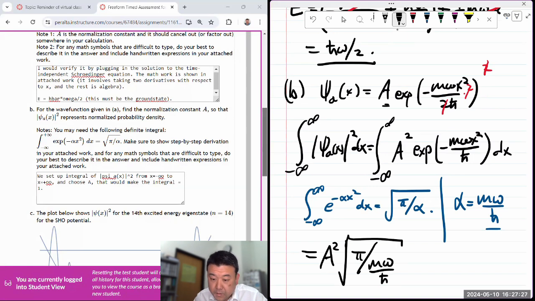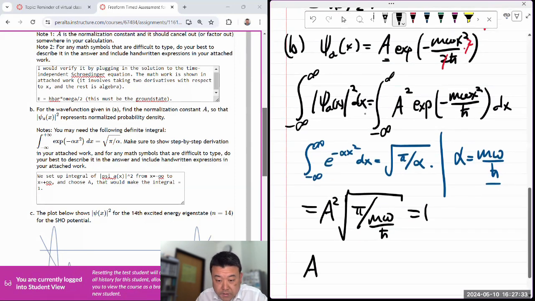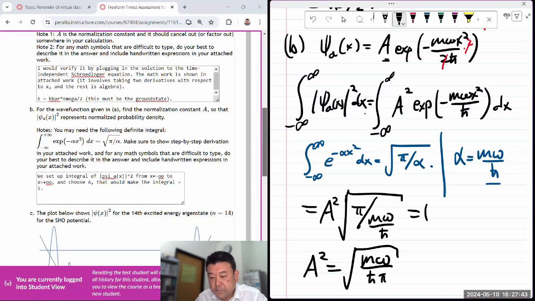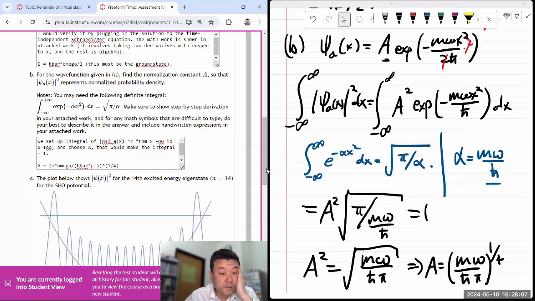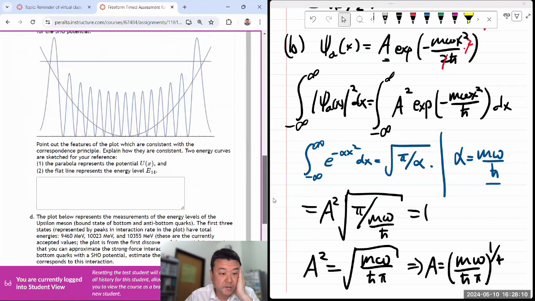Yeah. So we want to say this is equal to 1, and then solve for A squared first. A squared should be equal to the square root of, doing the algebra in my head, m omega over h bar pi. So A must be this thing, m omega over h bar pi raised to the power of 1/4. So A is equal to m times omega divided by h bar times pi, raised to the power of 1/4. All right, good. Let's see how much time. 9 minutes. Yeah. All right.